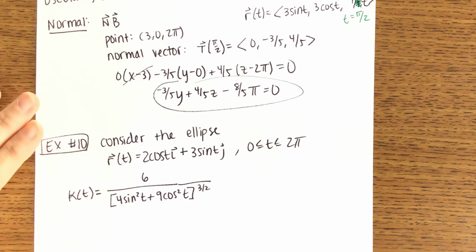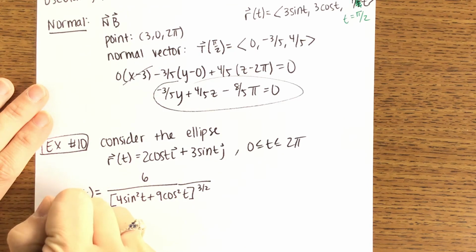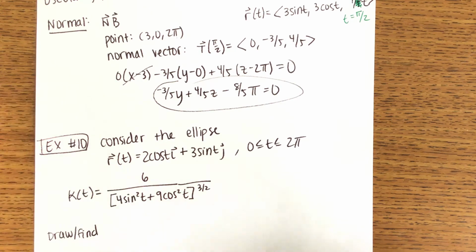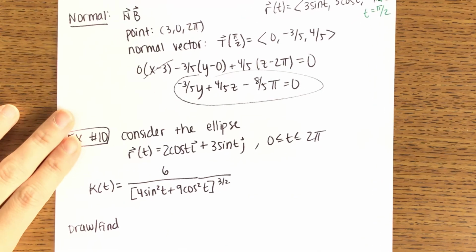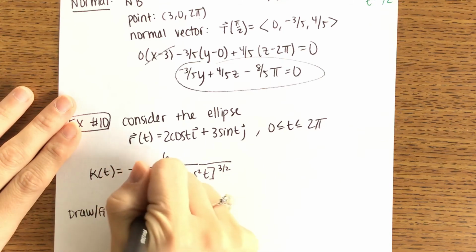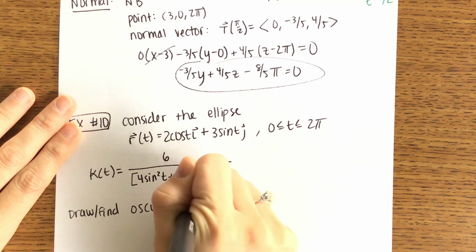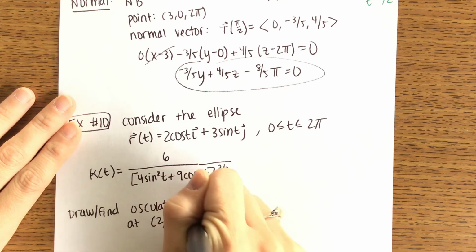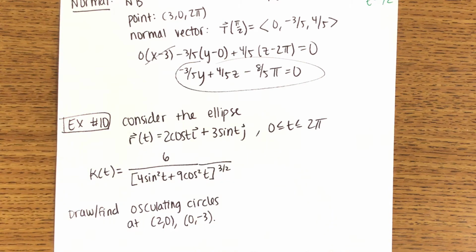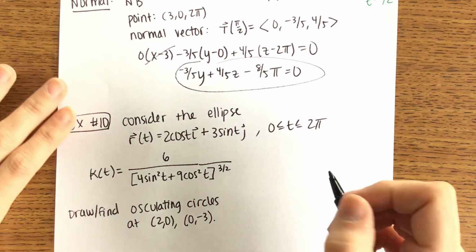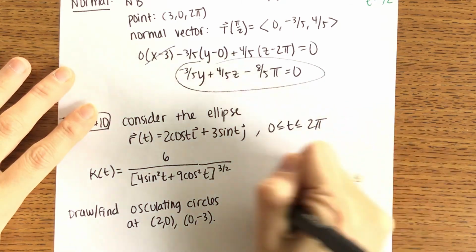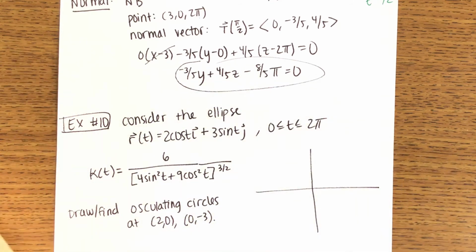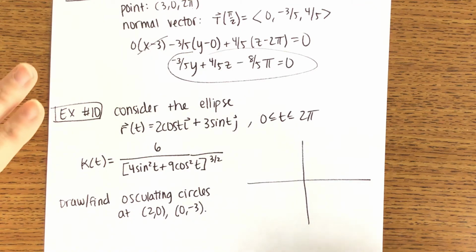So we're going to draw or find, whichever word you want to use, the osculating circles at the point (2, 0) and the point (0, -3). When I say osculating circles, I mean circles of curvature. So we're doing that again. I went 7 in each direction on my grid, so that's what I would suggest you do.